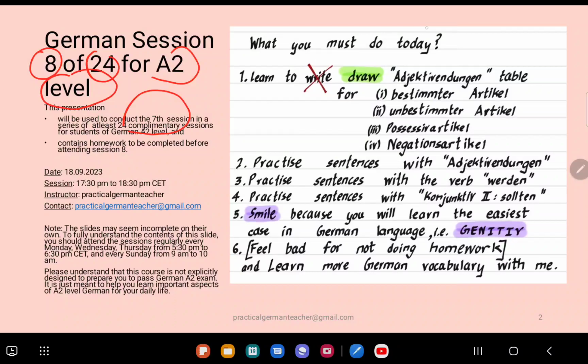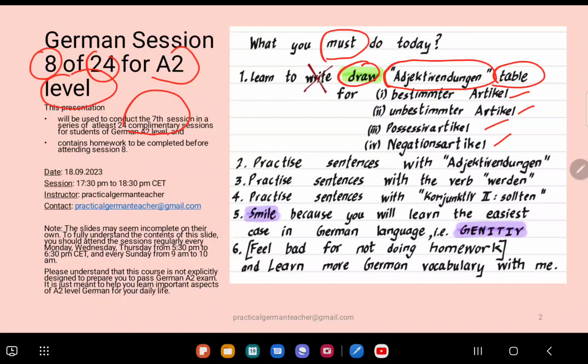In this session, let's look at the agenda. We usually cover more than what we list over here, but these are the things you should take away from at least this 8th session. The first one is you will learn how to draw these tables. Which tables? The tables which tell you what the ending of an adjective is, for bestimmte Artikel, unbestimmte Artikel, possessive article, and Negationsartikel.